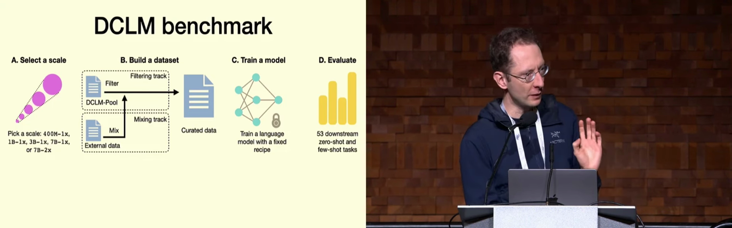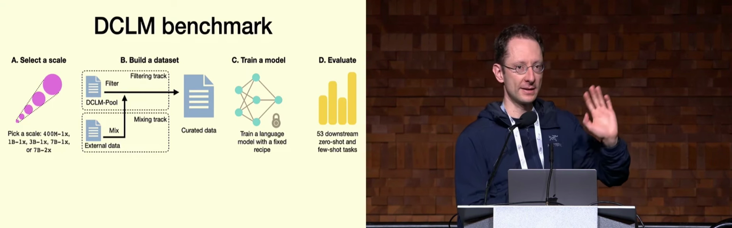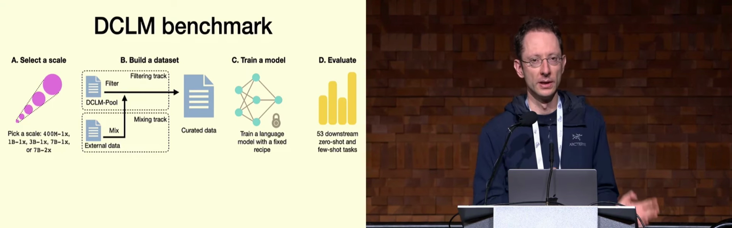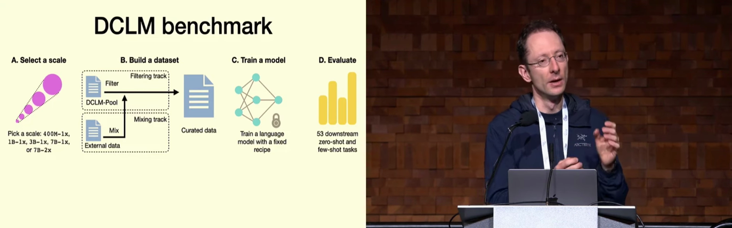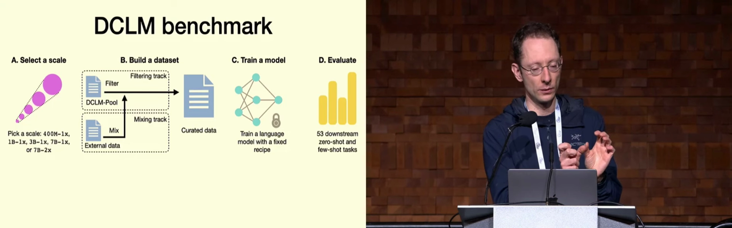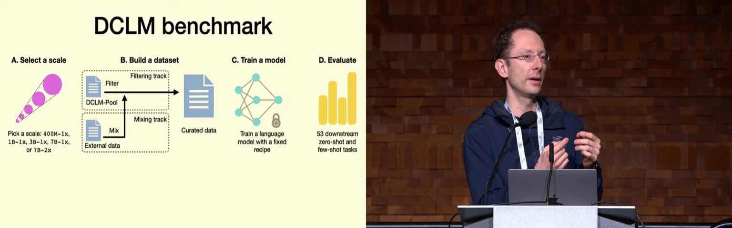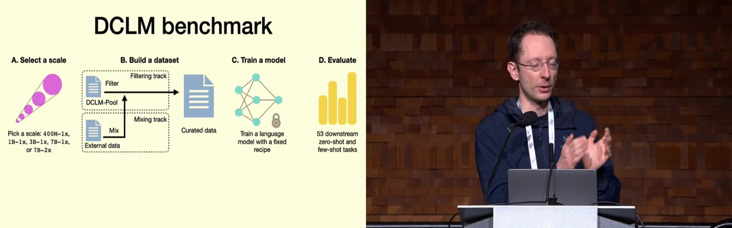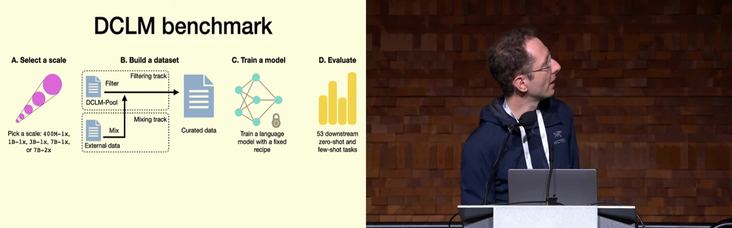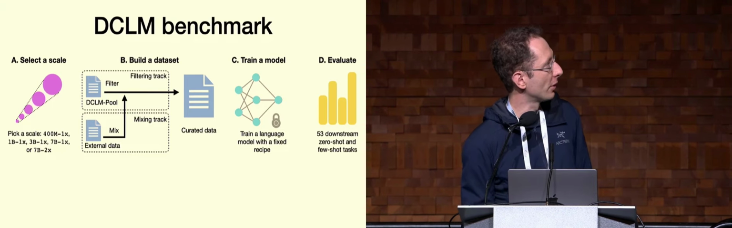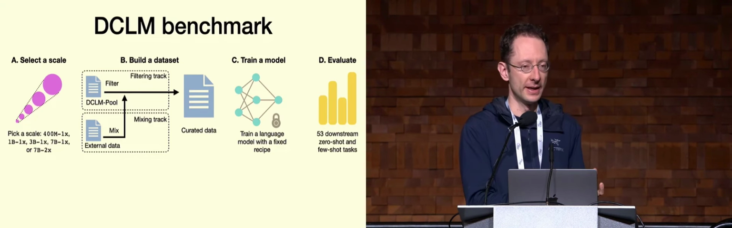As a participant, you're going through the following 4 steps. First, you select a scale that you want to participate in. Since language model pre-training can be computationally very demanding, we divided DCLM into different compute scales, 5 of them, so that we can compare approaches with the same amount of compute and then also look at scaling trends. So first you pick how much compute you have, and now comes the key part, actually building a data set.